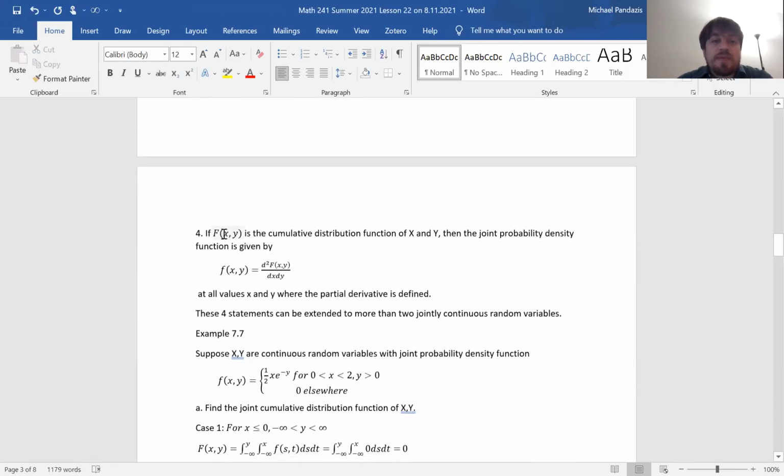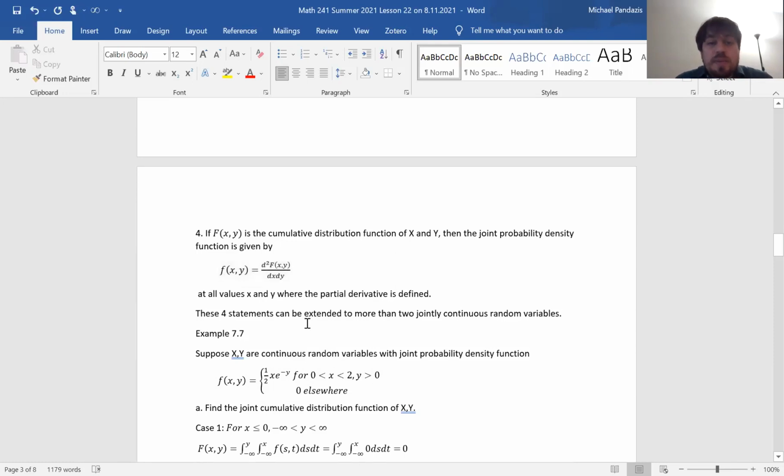Okay, 4. If capital F of x comma y is a cumulative distribution function of x and y, then the joint probability density function is given by little f of x comma y, which is the second derivative of capital F with respect to x and y. So it's the mixed partial, d2 capital F dx dy, at all values x and y where the partial derivative is defined. Okay, so if you have a partial derivative with respect to both x and y, then little f is this.